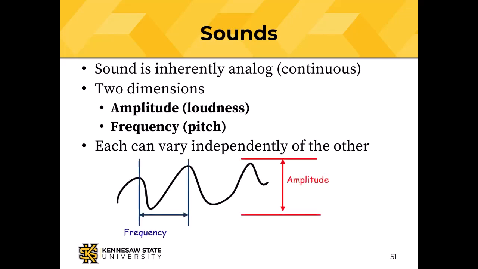So if we look at something that might be a sound wave if viewed on an oscilloscope, and this is just a couple of cycles of that sound wave, the frequency is the distance between peaks in time, and the amplitude is the height from the lowest valley to the highest peak.